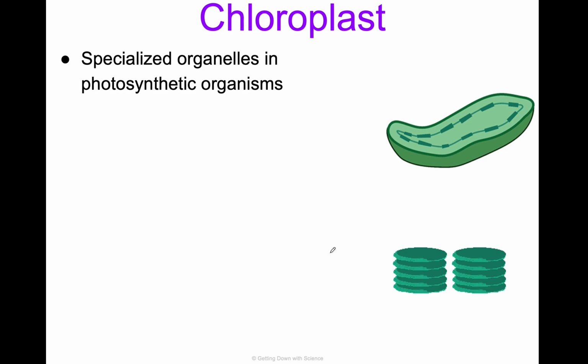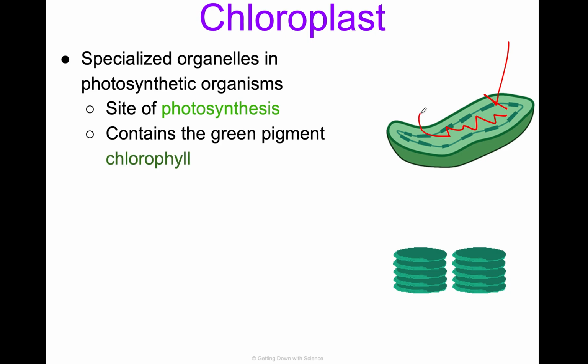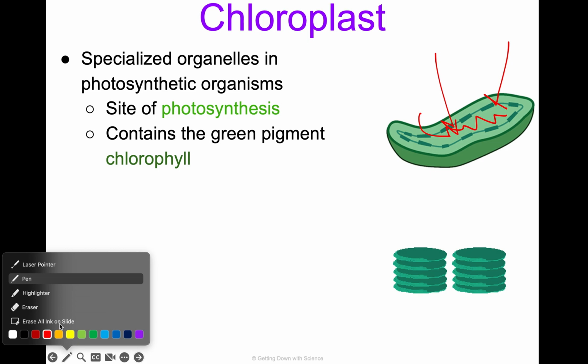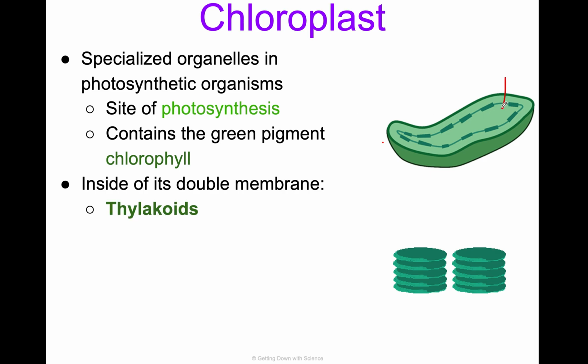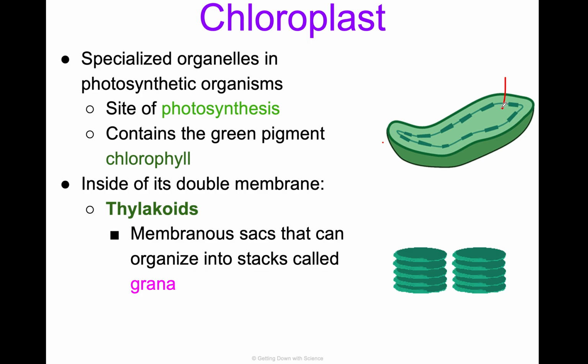Chloroplasts, specialized organelles in photosynthetic organisms. So it is the site of photosynthesis. Light comes in, a whole bunch of reactions happen, energy comes out. It contains this green pigment, chlorophyll. It is not the plants or the leaves that make it green. It is the chlorophyll that makes it green. Inside of this double membrane here, you have these things called thylakoids. Thylakoids are membranous sacs, so again, bound in a membrane. If we see membranous, that means it's a balloon.